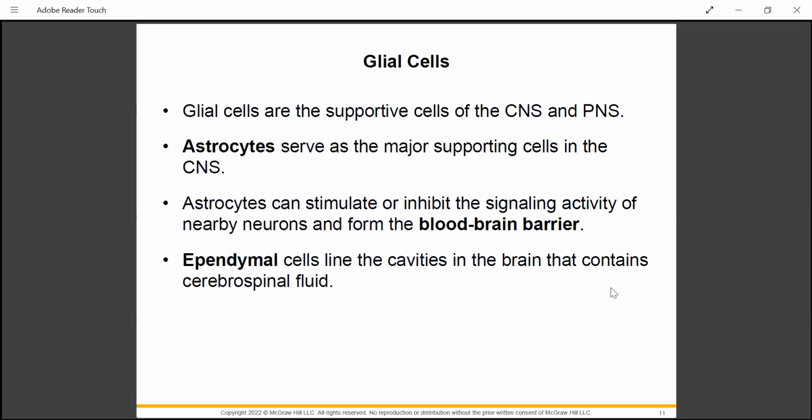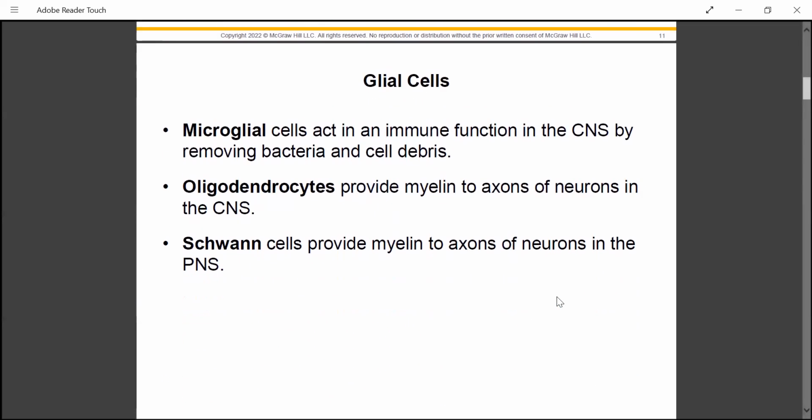Epidermal cells, these are found in a few different cavities in the brain, and they are responsible for helping to produce and move cerebrospinal fluid that we'll talk about in the second half of the lecture. Microglial cells are our immune cells in the central nervous system. So they're going to try to eat and remove bacteria and cell debris.